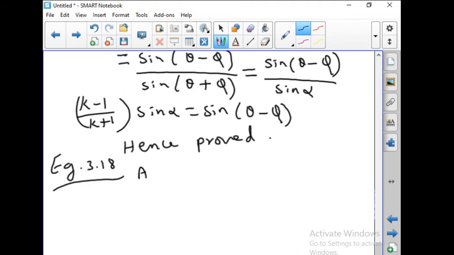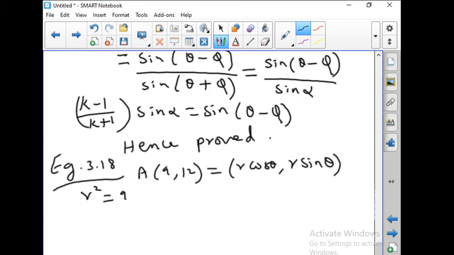Okay, so what is given? A is (9, 12). And this we know is nothing but r cos theta, r sin theta. Already we know this. So, what is r? R square is 9 square plus 12 square. So, it is 81 plus 144. So, it is equal to 225. Therefore, r is equal to 15. Okay, we take only the positive value.